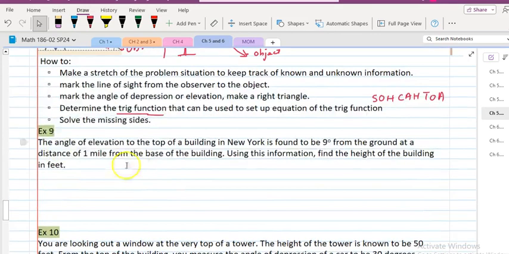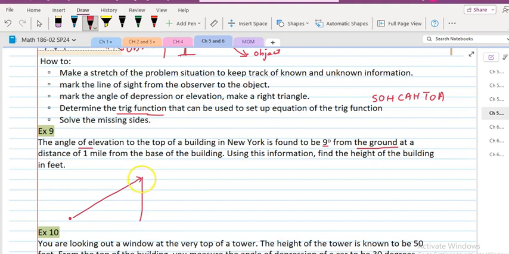okay, so this I draw a picture. So example 9, angle of elevation to the top of a building in New York is found to be 9 degrees. So someone is observing the top of a building in New York and the angle of elevation is 9 degrees. So what happened would be you would have an observer on the ground. So this is the observer. The highest line of eyesight is to the top of the building. And this angle of elevation is always relative to the horizontal, that's 9 degrees.